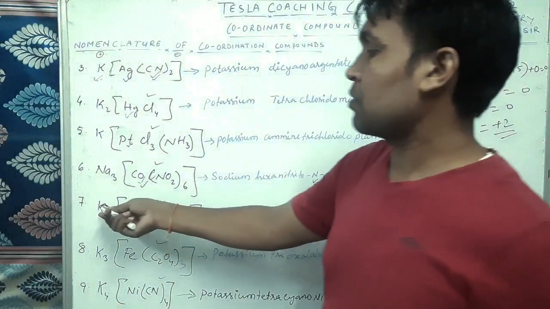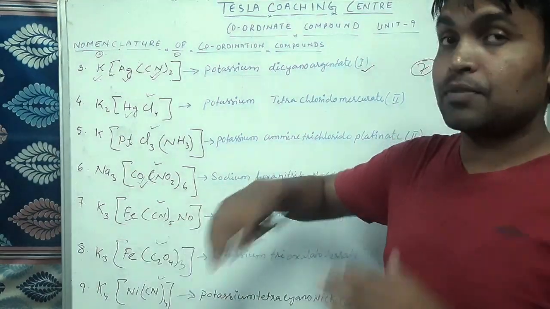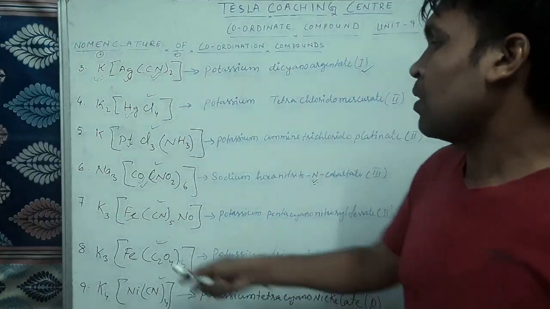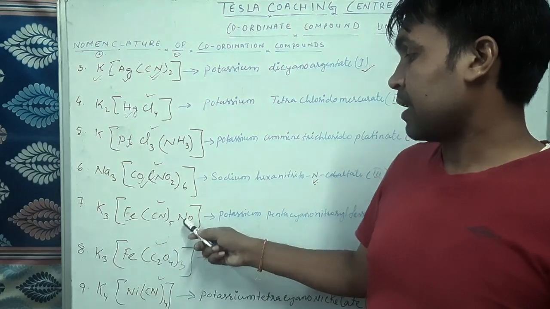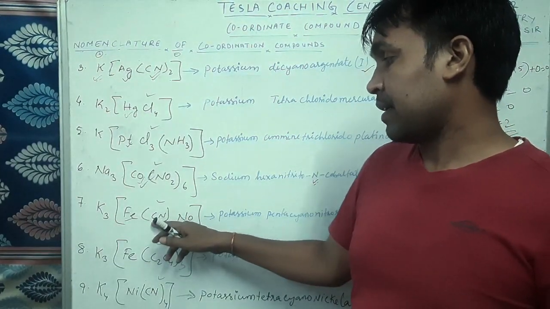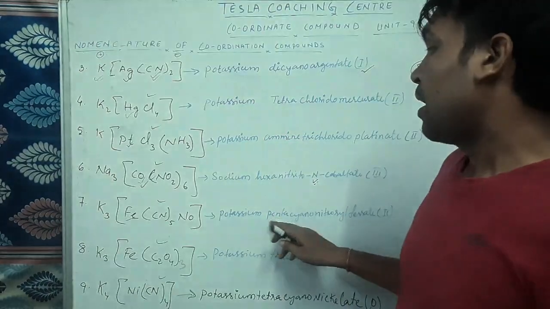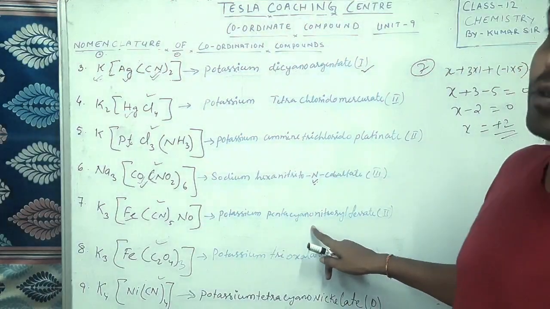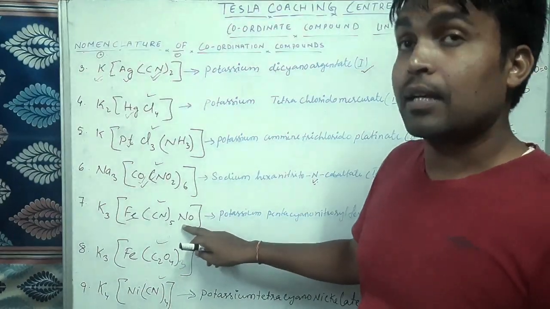Now let us start the IUPAC naming. Again you see here also K is first, so we'll name it first. This coordination entity will be treated as negative, and K is treated as positive. So potassium, then cyanido, and this is nitrosyl. So N, and this is C, so C comes alphabetically first. So potassium, how many cyanido are there? 5. Cyanido or cyano, it's the same. Cyano, and this is called nitrosyl.